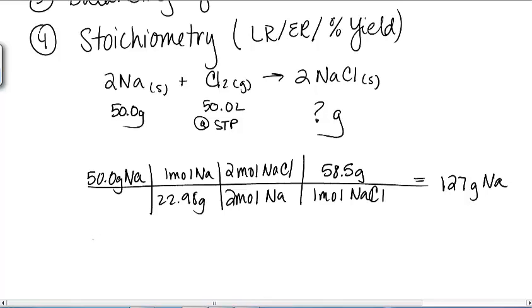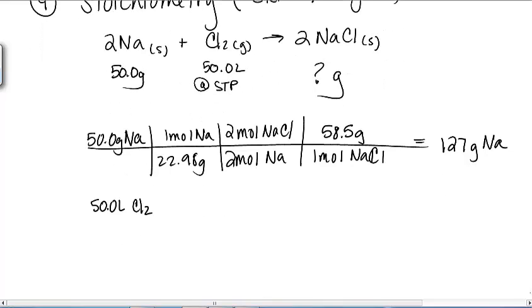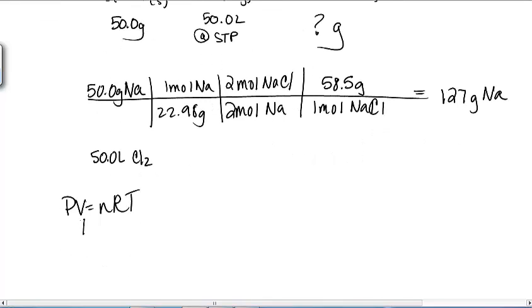So I can do the same thing. I have 50 liters of chlorine gas. What am I going to do with that? I would like to turn it into grams of sodium chloride as well. How am I going to convert 50 liters of chlorine gas there? Laren? Okay, so we can do a little PV equals nRT business, right? Because we know the volume. What's the pressure? 1 atmosphere because it's STP.